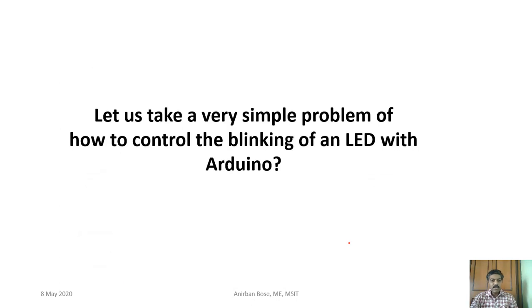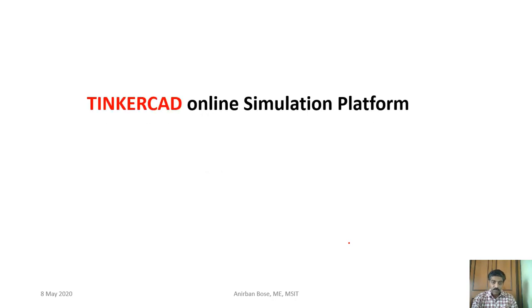Now let us take a very simple problem of how to control the blinking of an LED with Arduino. So let us see how we can turn an LED on and off first, then we'll see how we can control the brightness of the LED, and gradually we'll learn step by step. The question is, then, we need Arduino, we need an LED, we need all these hardware things.